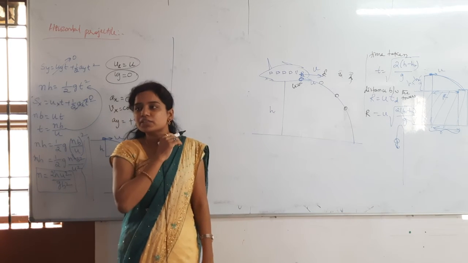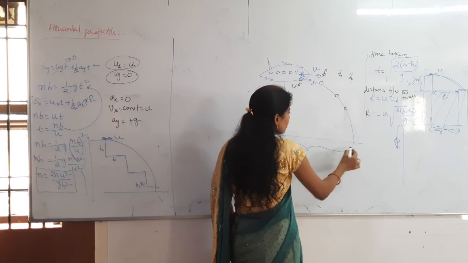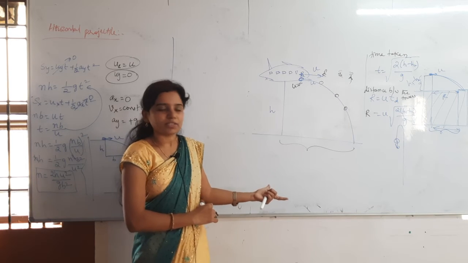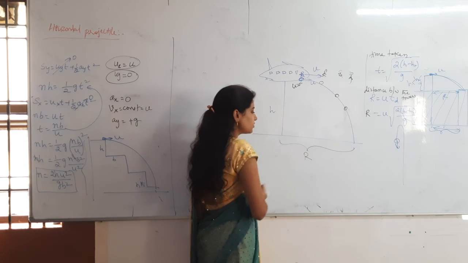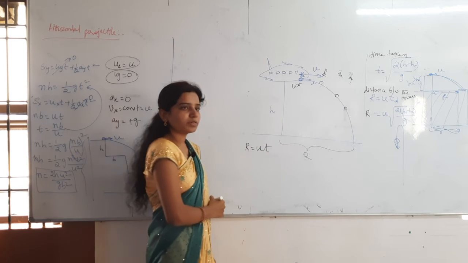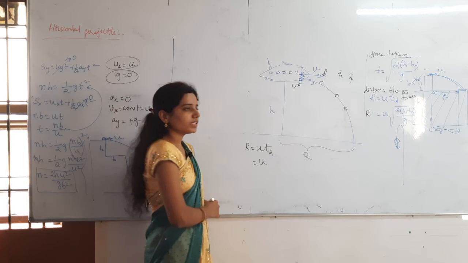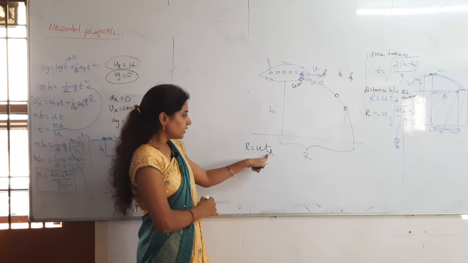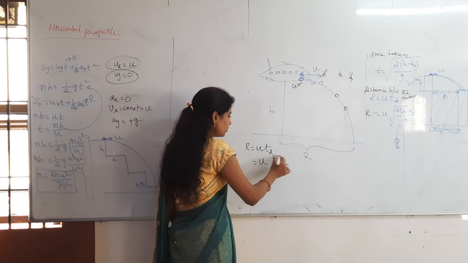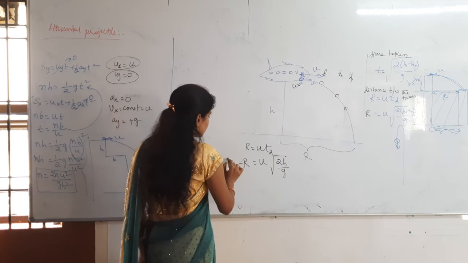Next, the third question, what are they asking? At what distance it will fall on the ground. So what is that? That is nothing but the range only. So range is equal to u into t, u into time of descent. So u is the velocity of the plane and td is the time of descent. What is the time of descent formula? Under root 2h by g. This is the range or the distance it has fallen.